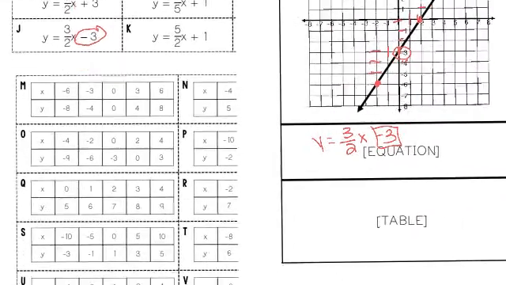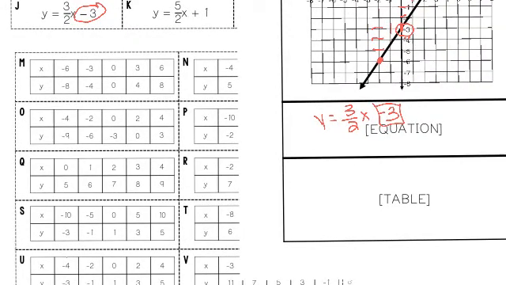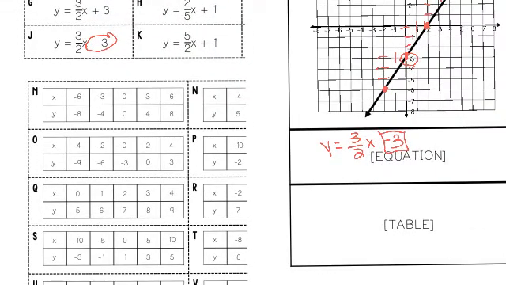Next, I need to find the table that also matches. Well, when x is 0, what is y? When x is 0, y is -3. What are the xy coordinates for this dot down here? Well, when x is -2, y is -6. How about this dot above and to the right of it? Well, when x is +2, y is 0. You don't go up or down to get to it.